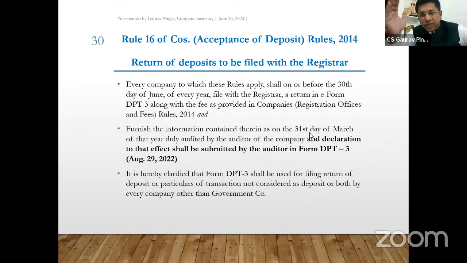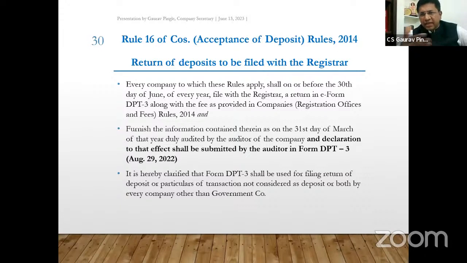Please understand, even if the financial year of the company ends on 31st December, 30th September or 30th June, the information under DPT3 is to be given as on 31st March. There is no exception to it. There is no way out of this; you have to report it as on 31st March. Then it says, of the year duly audited by the auditor.